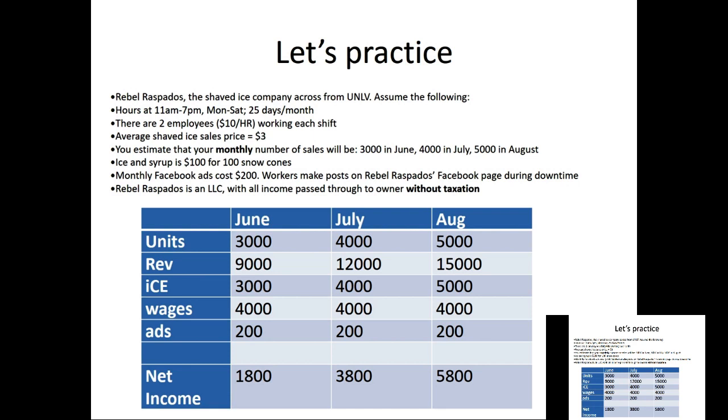And then you're going to pay wages. In this case, I assume that there's 2 employees, $10 an hour, working 8 hours a day, 25 days per month. $20 an hour times 8 hours is $160 per day, and then 25 days per month. So that's $4,000 per month. Very simple. There's other taxes that you would need to pay, withholding and so forth, but this is just a very simplified look at how do you come up with an income statement.